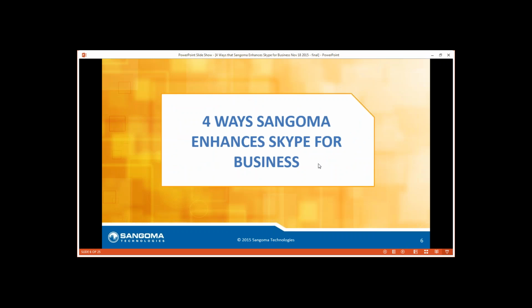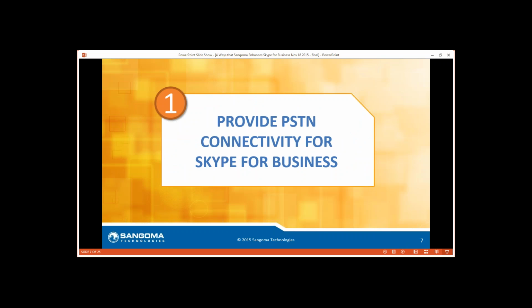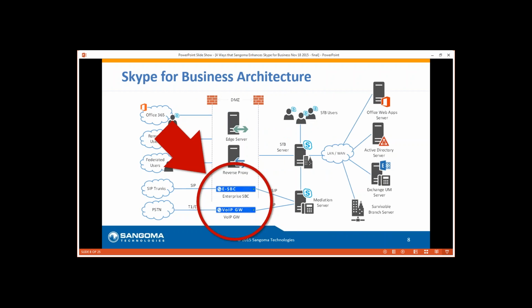So, four ways that Sangoma plays in or enhances Skype for Business. The simplest one, which I kind of covered already, is that Sangoma can provide connectivity to the public telephone network for Skype for Business. Okay, so if I go back to my diagram we just went through, I have this big arrow and circle that covers the area I'm just talking about.